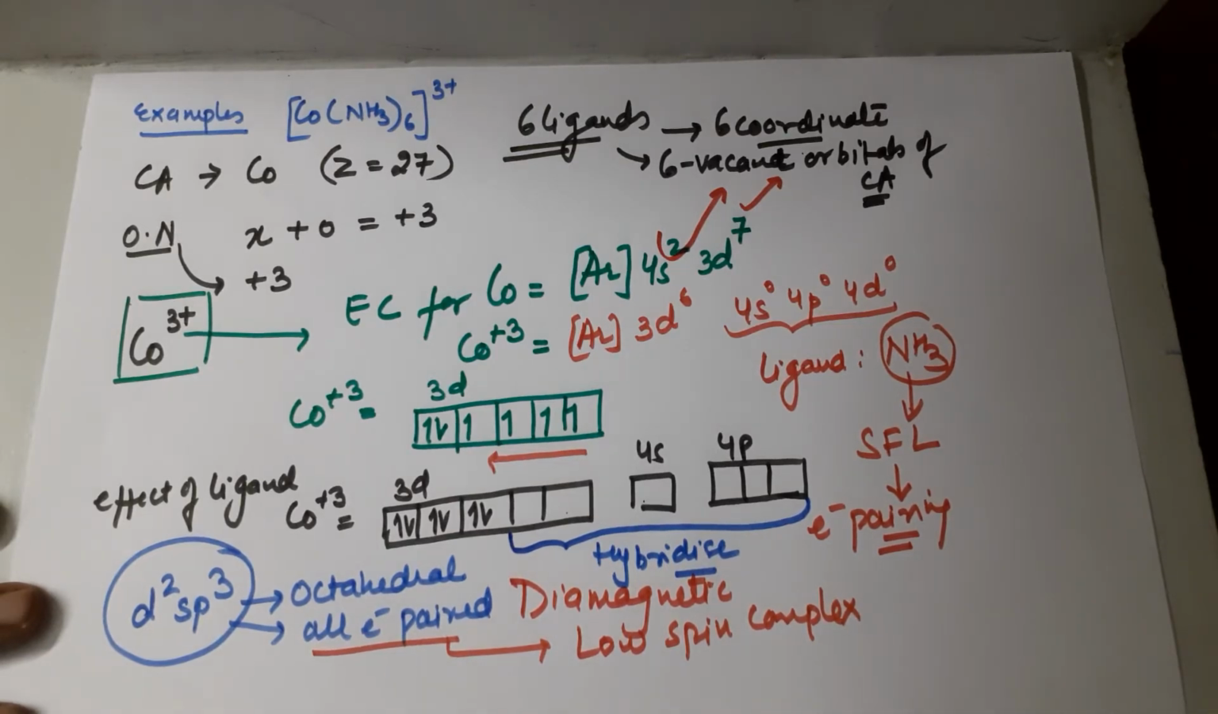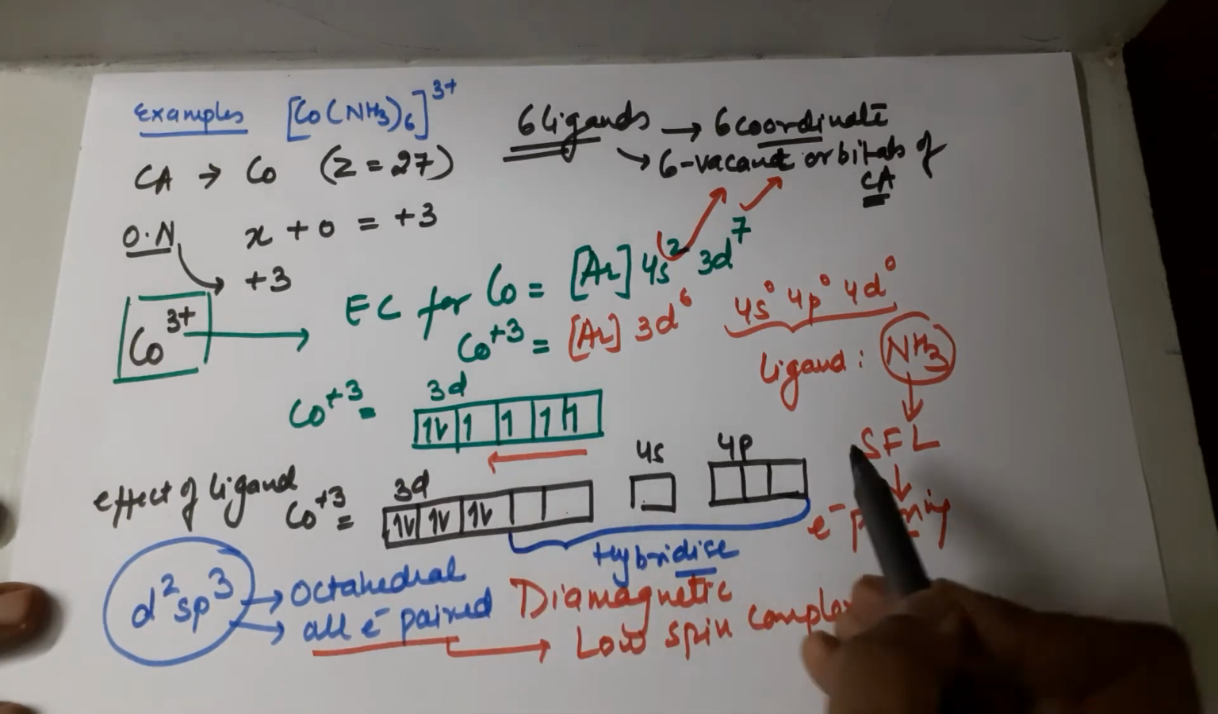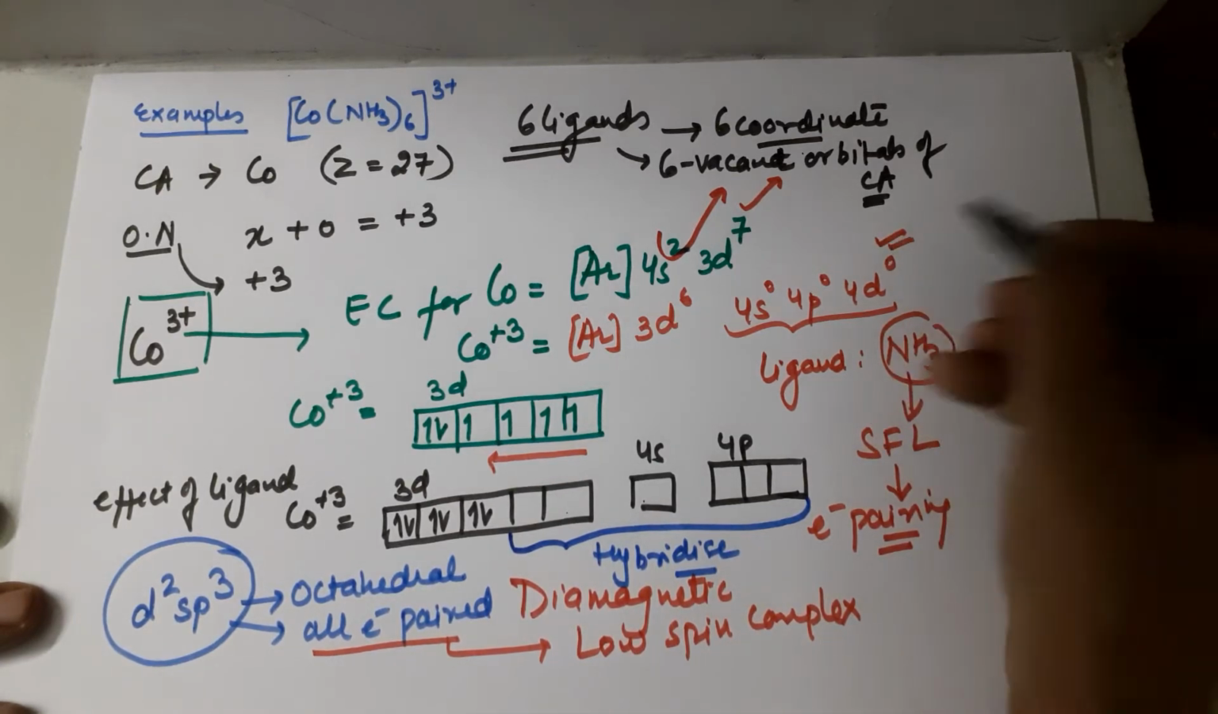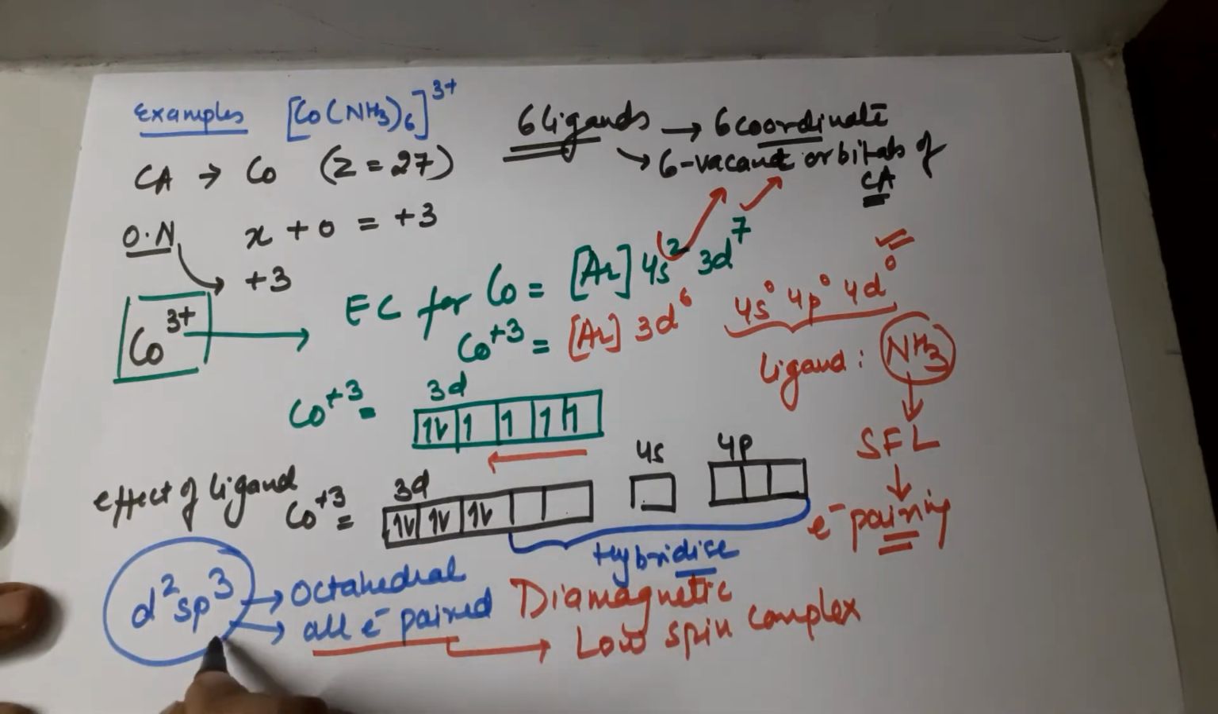Now, which d orbitals have you used? You have used the inner d orbitals. Your 4d still remains vacant and you have not used it. So, which d are you using? 3d. So, it is an inner d complex.